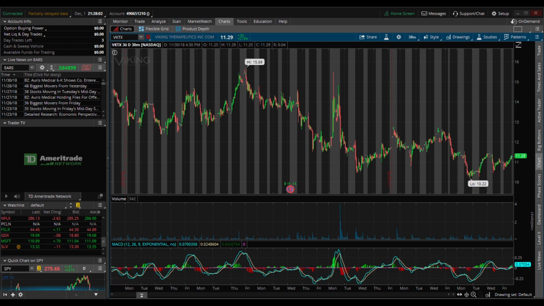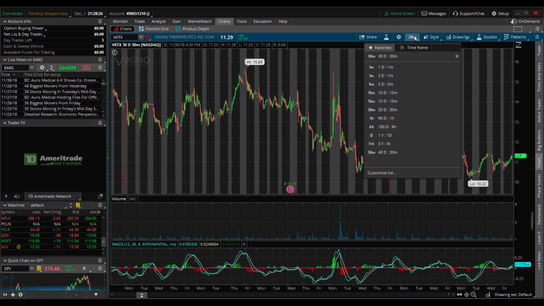I'm on the application thinkorswim. This is a free application you guys can download. You can either do the free trial, or you can make a free account on TD Ameritrade, and then this is their free application they give you if you have an account with them. So you download thinkorswim and then open up this chart, VKTX, and then you can see the same chart I'm seeing. This is the 30-day chart.